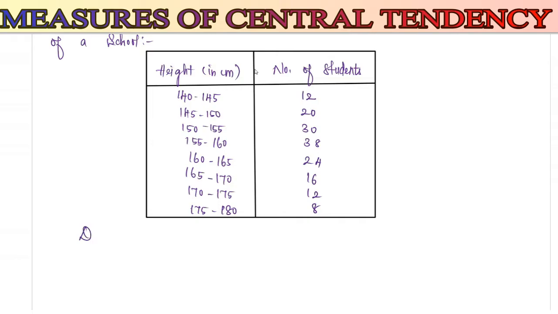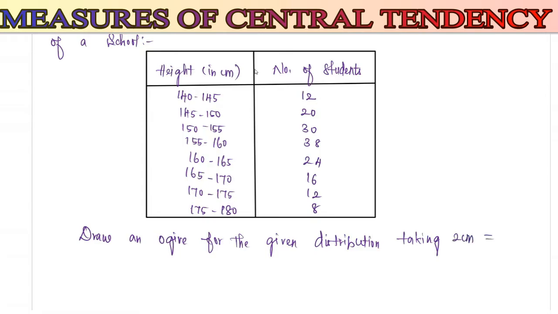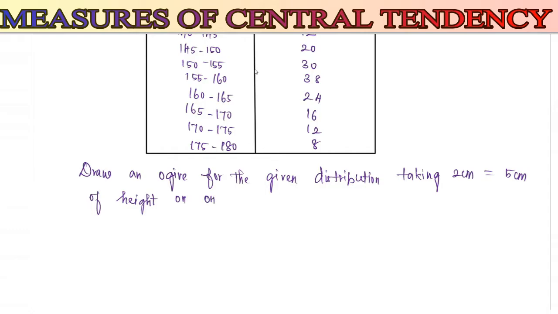Now we have to draw an OG graph for the given distribution, taking 2 centimeter is equal to 5 centimeter of height on one axis and 2 centimeter is equal to 20 students on the other axis.